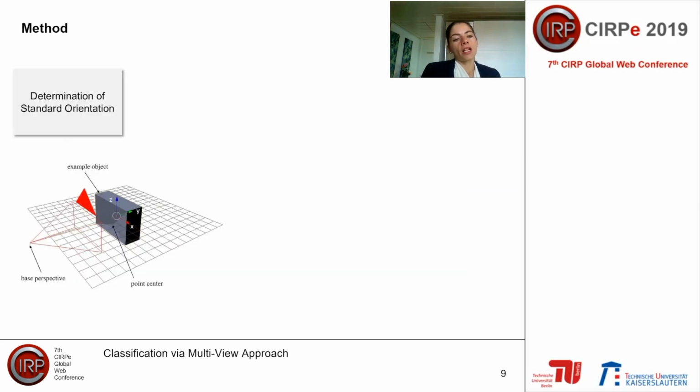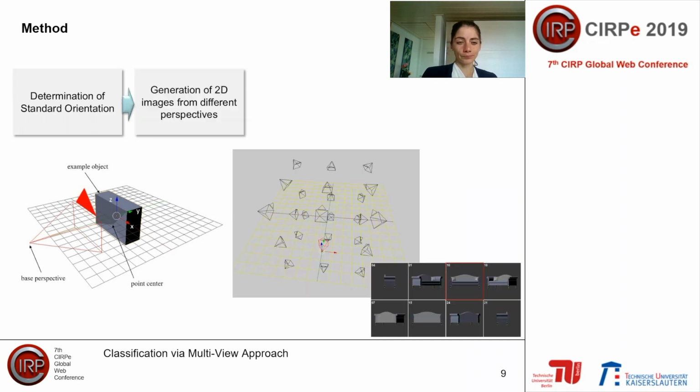So first of all, just like I said, we determined some kind of standard orientation with respect to a defined base perspective, as you can see here in the picture. The next step is then to generate 2D images from the different perspectives. In sum, these were 26 different perspectives. Again, you can see it here in the picture, and on the bottom right, you can see the 2D images of a spatial level here on the example of a sofa. And in red, you can see the 2D image of the base perspective.